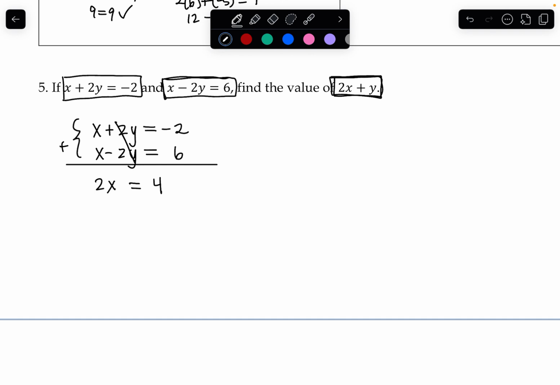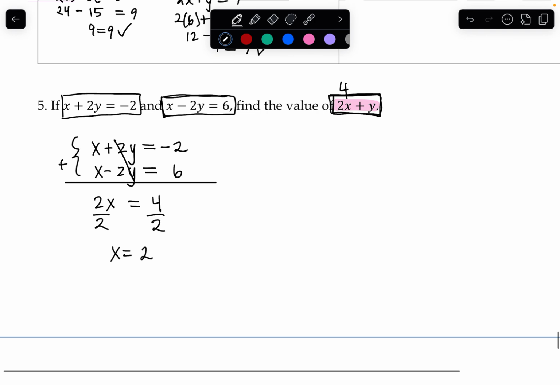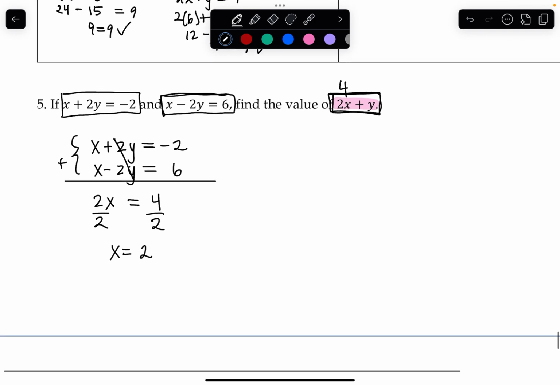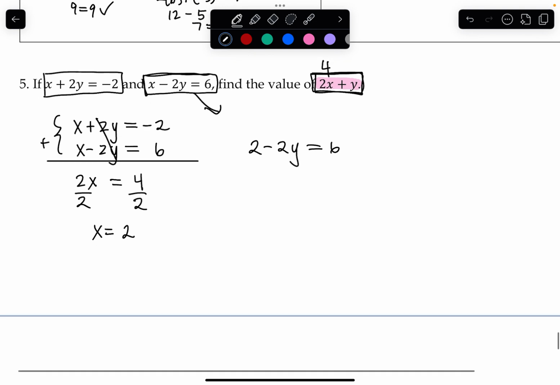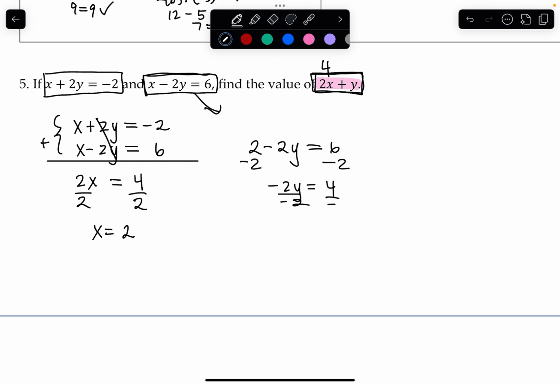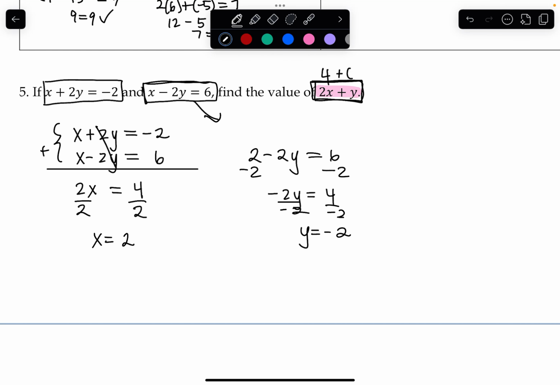Now you could keep solving for x, but look at the goal. We're not just trying to find x comma y, we're trying to find out what 2x plus y is. And so we already know that 2x is 4. And then now we just need to know what y equals. And so I guess for this particular problem, we do need to go ahead and find out what x equals. And so x equals 2. Pick either equation. I think I'm going to pick this one. 2 minus 2y equals 6, because x is 2. Subtract 2 from both sides. Divide by negative 2. And we get y equals negative 2. So 2x is 4, and then y is negative 2. And so this becomes 4 minus 2, which is 2.